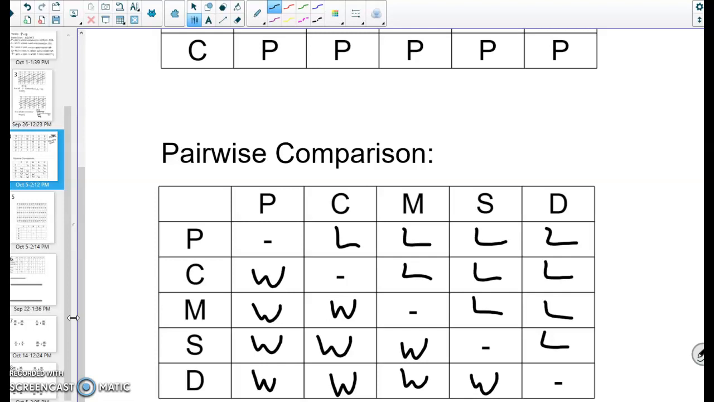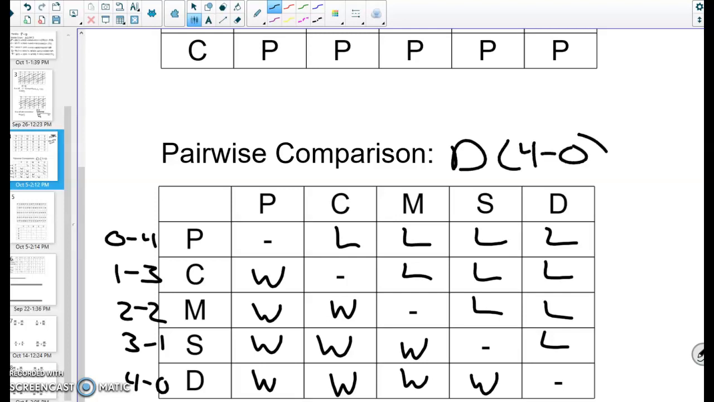In the end, now I need to write the records. P went 0 and 4, C went 1 and 3, M went 2 and 2, S went 3 and 1, and D went 4 and 0. So if I do my pairwise comparison winner, that's how you write it. You write the letter with its record. D went 4 and 0.